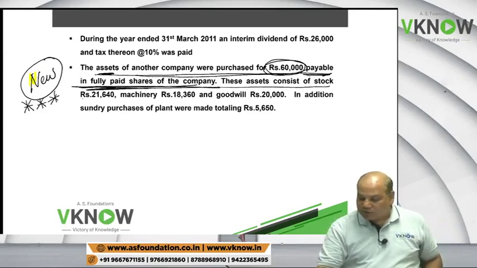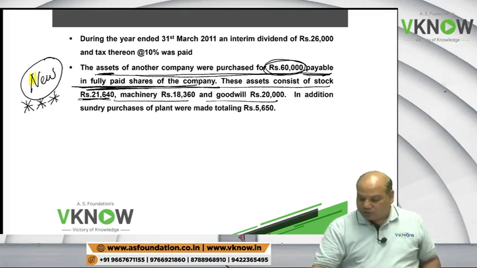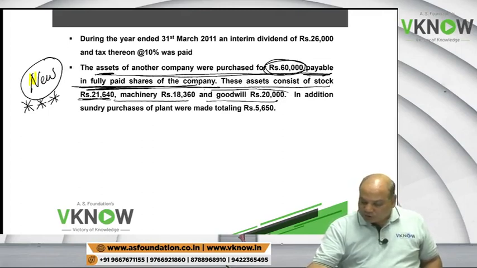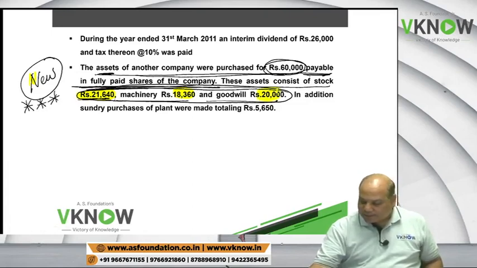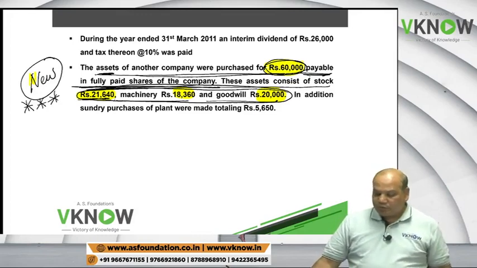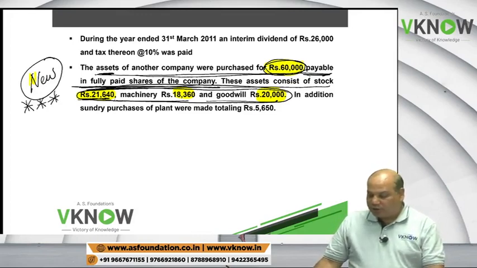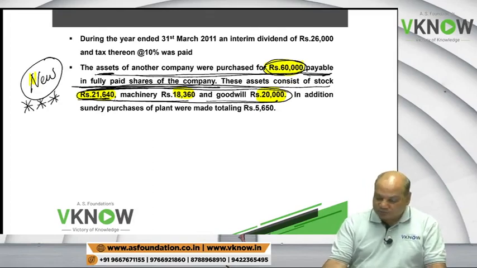These assets consist of stock 21,640, machinery 18,360, and goodwill 20,000. So please tell me the total of these 3 items. Take your calculator. What is the value of assets acquired? 21,640 plus 18,360 plus goodwill 20,000, so it is 60,000.